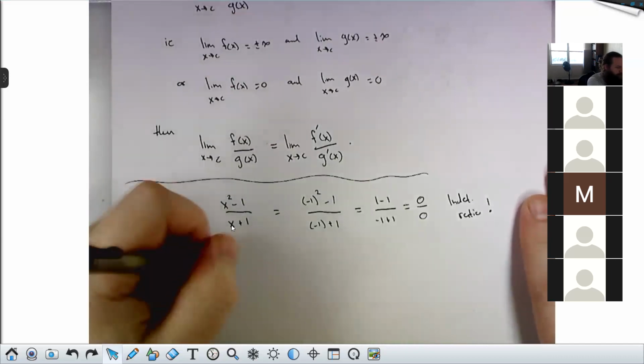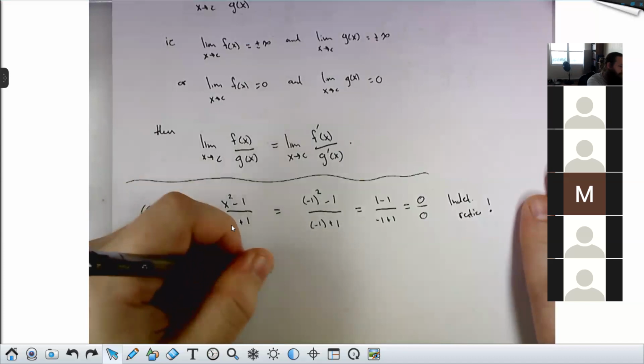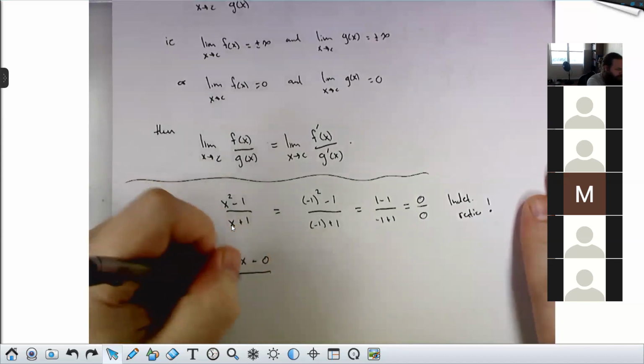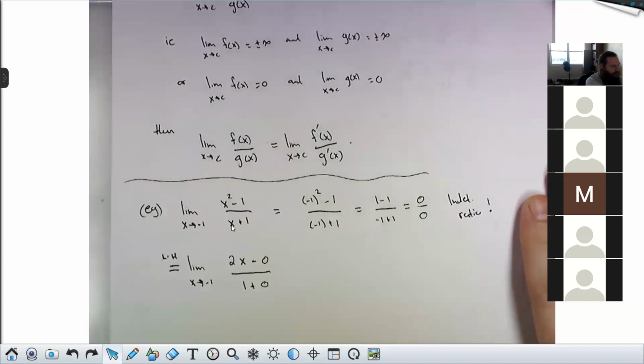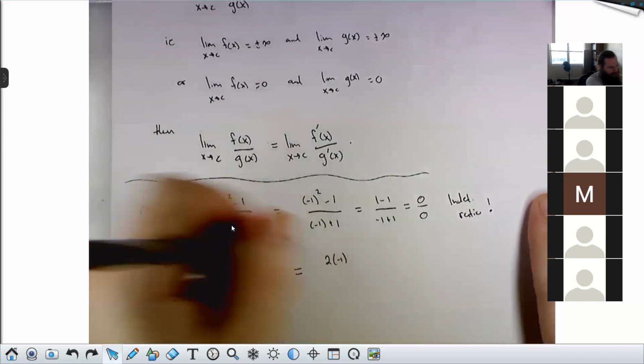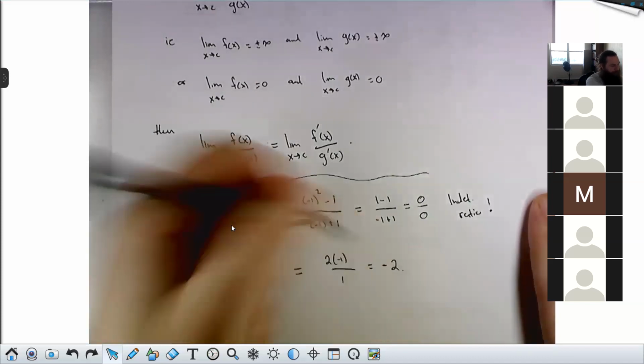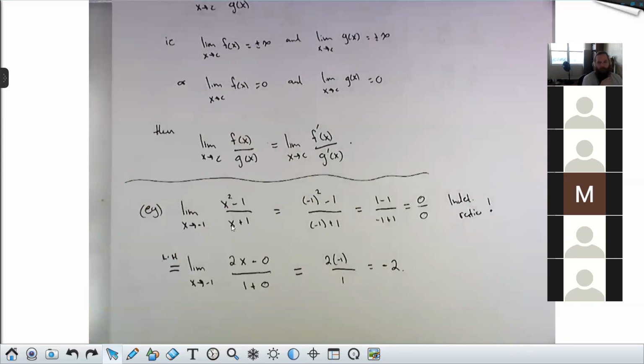We'll differentiate the top. The derivative of x squared minus 1 is 2x minus 0. We'll differentiate the bottom. The derivative of x plus 1 is 1 plus 0. And we'll try taking that limit again. This time, when I plug in -1, I get 2 times -1 over 1, which is just -2. And that is the correct limit. If we factor the top, we'll get x plus 1 times x minus 1. You can cancel the x plus 1s, you get x minus 1, and -1 minus 1 is -2.